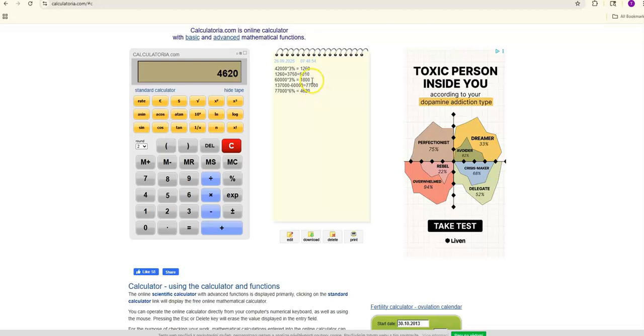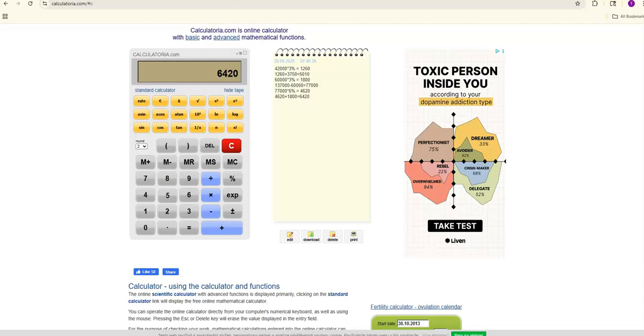So now what I need to do is to add that to the commission amount for their first $60,000, which was $1,800. So $4,620 plus $1,800 gives me a total commission amount of $6,420.